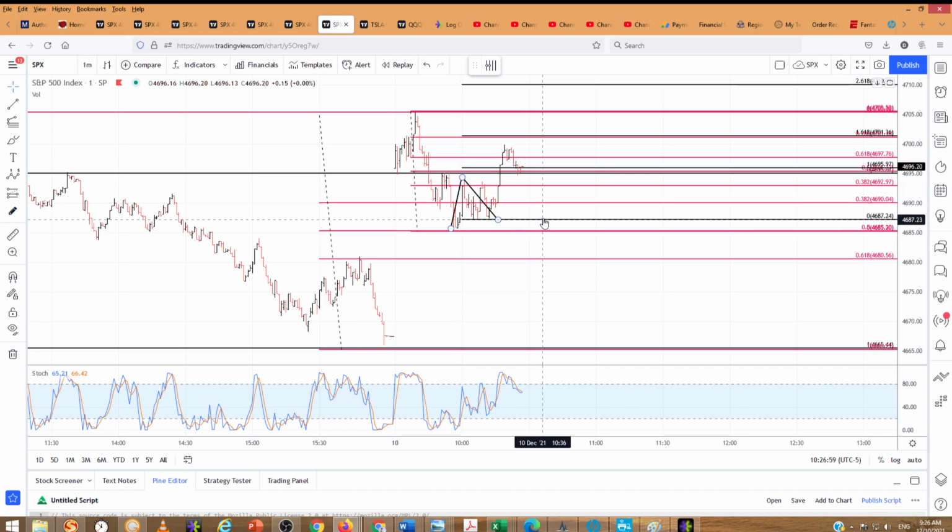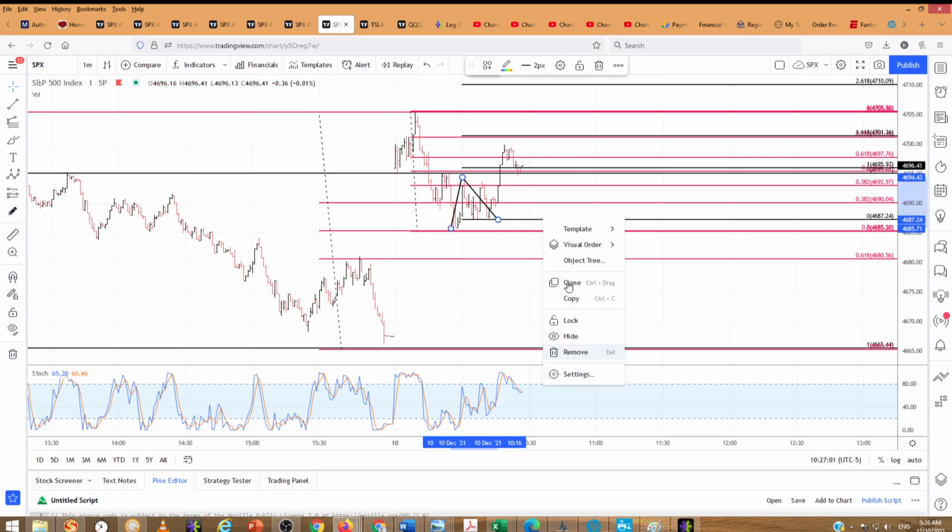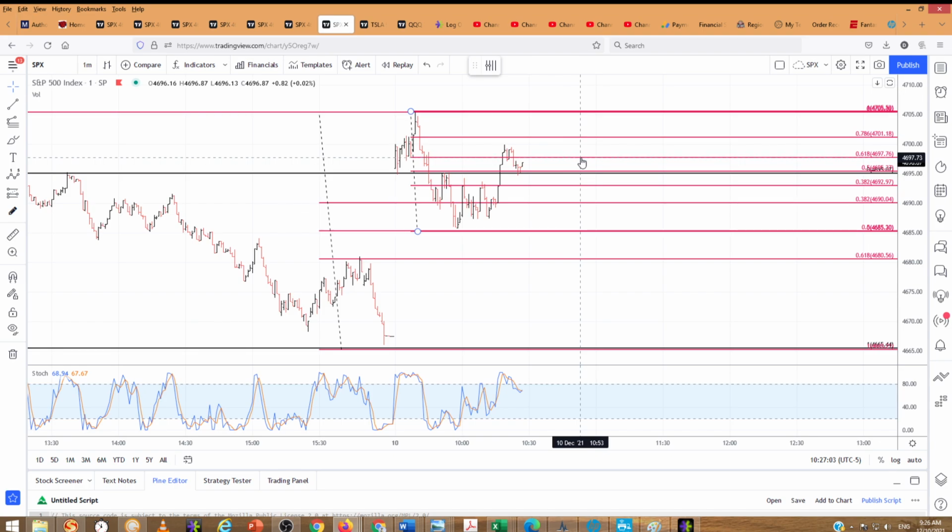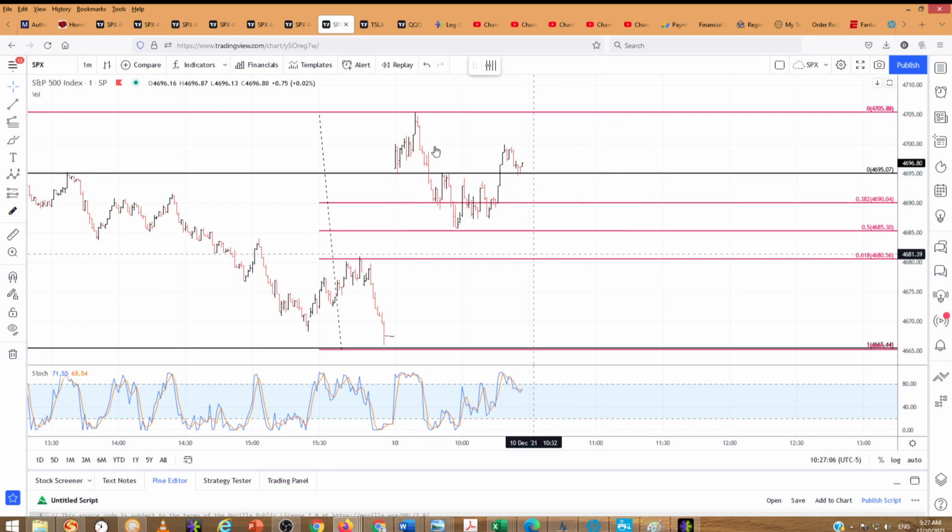Let me undo this so I can show you guys what we're doing and why. As soon as we saw a 5-wave move down and a move up, we bought an at-the-money put. I think it was 46.90. Anyway, we have an ABC up.